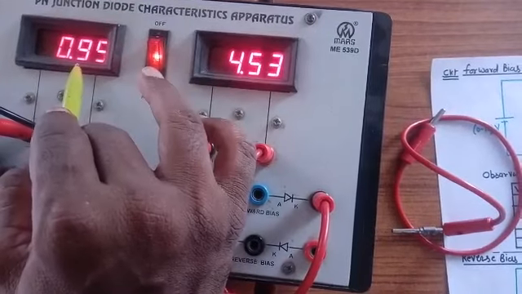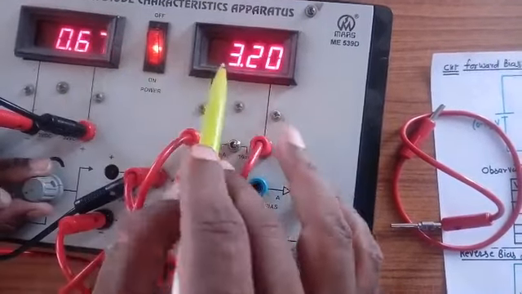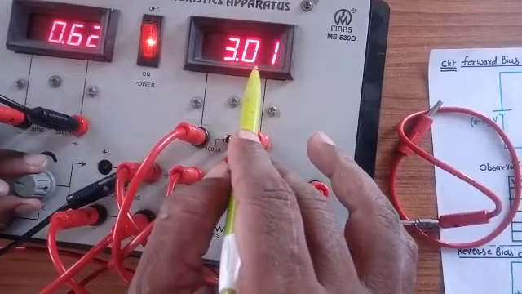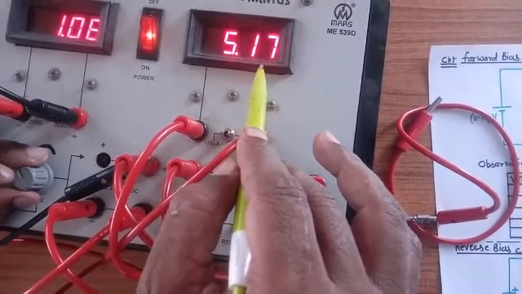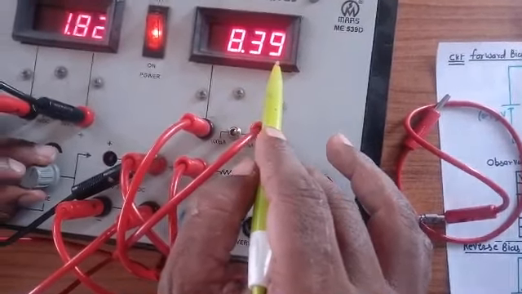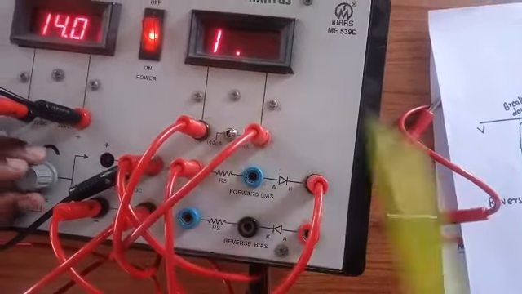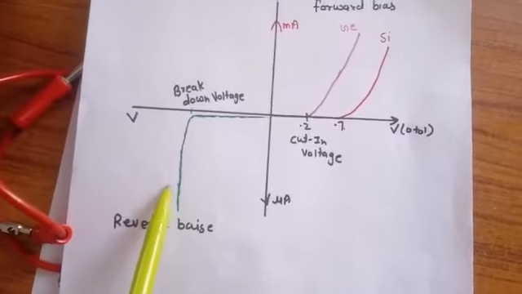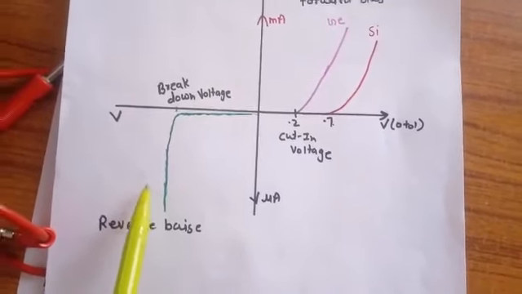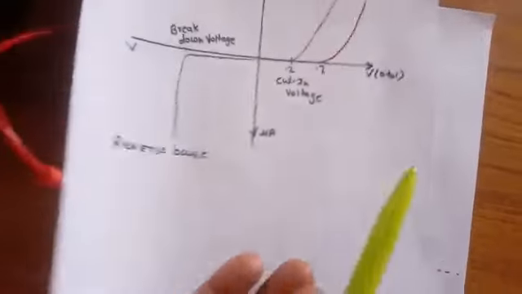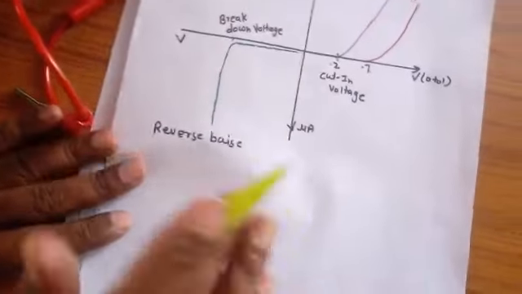Now, as you increase the voltage, you will get different current values. If you go to 30 volts, you will get a very large value, as a large amount of current starts to flow. So you can conclude that you are able to find the forward bias characteristics and reverse bias characteristics.